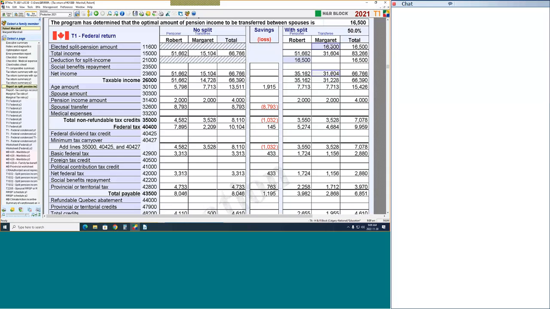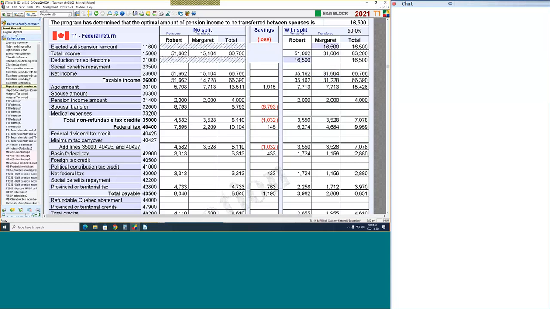I'm going to look at this and see that we are splitting $16,500. That's what the computer is recommending, and it's going to end up in a net income for Margaret of $31,604. If I know she can't have a net income of more than $28,000, I'm going to get my calculator out and find out what $31,604 minus $28,000 is. That's $3,604. I have to reduce the amount I'm going to split in my pension by that amount of money.